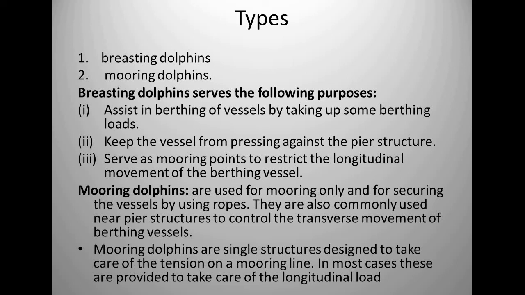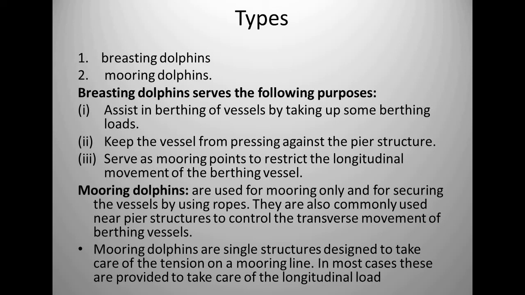There are 2 types of dolphins: breasting dolphins and mooring dolphins. The purpose of breasting dolphins is to assist in berthing of vessels by taking up some berthing loads, keep the vessel from pressing against the pier structure, and serve as a mooring point to restrict the longitudinal movement of the berthing vessel. Mooring dolphins are used for mooring, that is, for securing the vessel by using ropes.